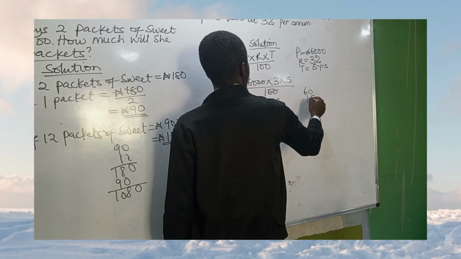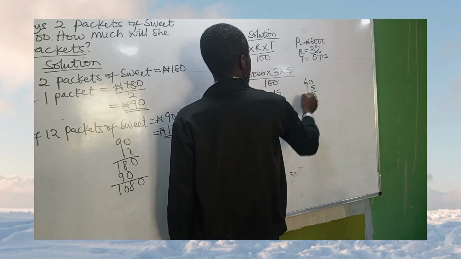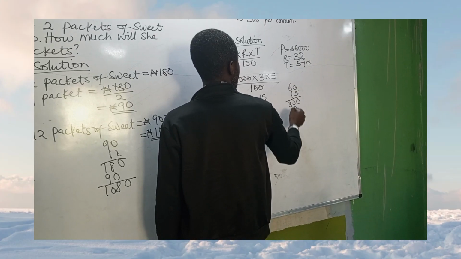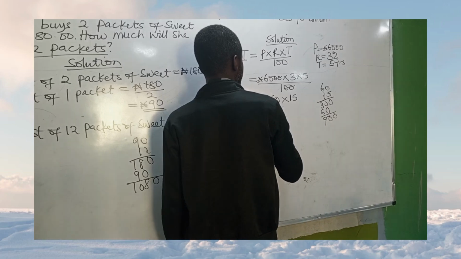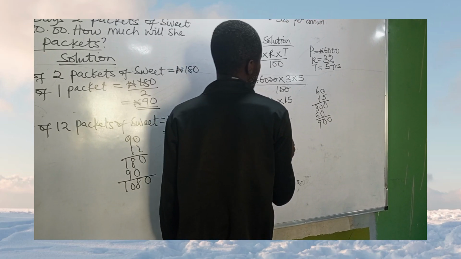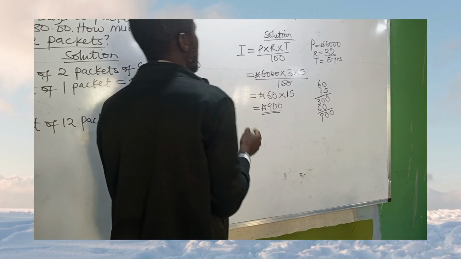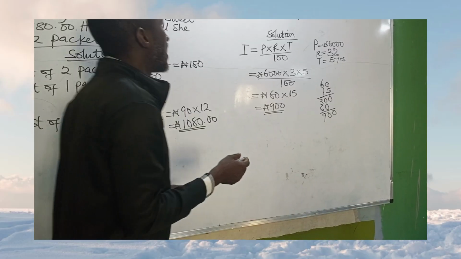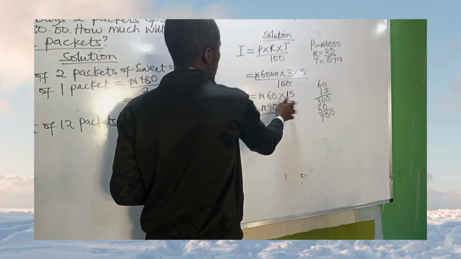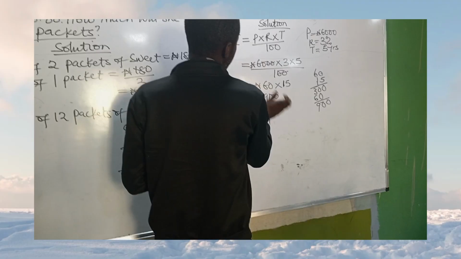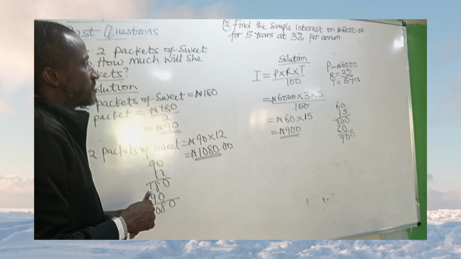60 multiplied by 15. 5 times 0 is 0. 5 times 6 will give us 30. 1 times 0 is 0. 1 times 6 will give us 6. So we have 900. The interest is 900 naira. And what does that mean? If you invest 6,000 naira for 5 years at the rate of 3%, the interest per annum is 900 naira.